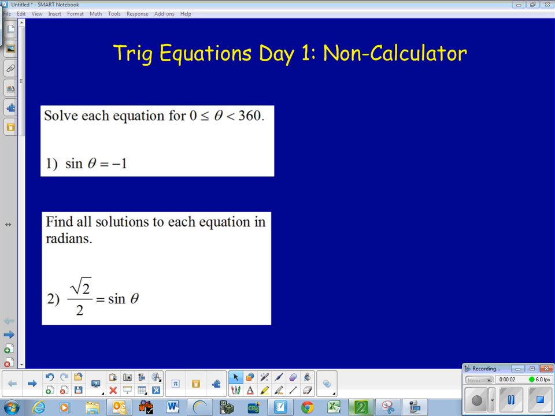Okay, we're going to start a unit on trig equations today, and we're going to start with some nice and easy ones. These are non-calculator, meaning it's going to be important that you know your unit circle. We've actually solved some equations like this recently when we were trying to do inverse trig functions.